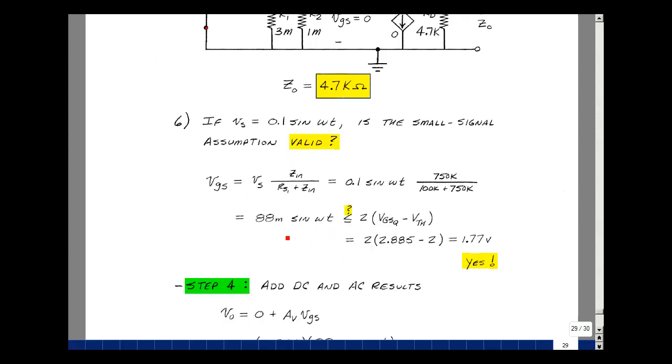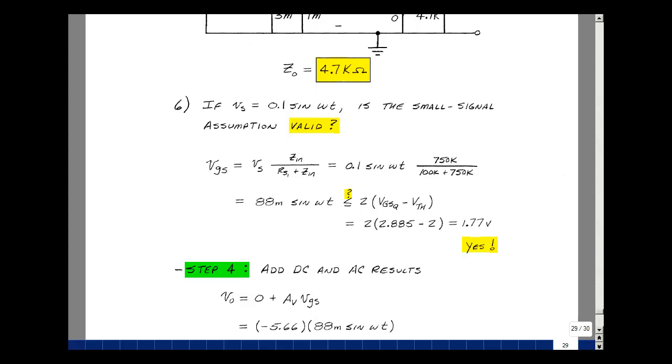And the sign, of course, can be positive or negative, but its largest value is when this is equal to 1. That has to be less than twice the quantity of the gate source voltage at the Q point minus the threshold. That was our test for small signal. That turns out to be 1.77 volts, and of course that's much bigger than 88 millivolts. So yes, it was a correct assumption.